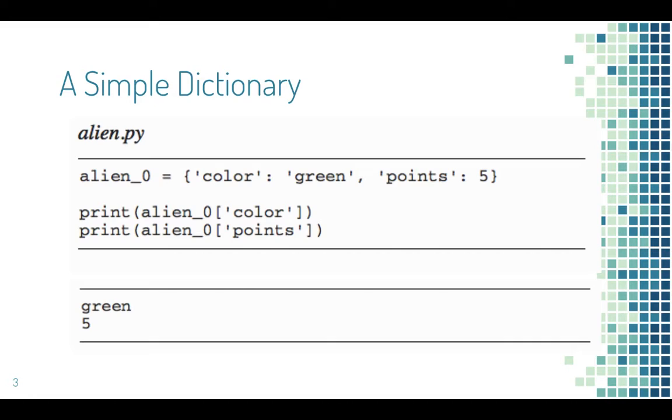We begin with a simple dictionary. Consider a game featuring aliens that can have different colors and point values. This simple dictionary stores information about a particular alien. The dictionary, alien_0, stores the alien's color and point value. The two print statements access and display that information as shown here. As with most new programming concepts, using dictionaries will take practice. Once you've worked with dictionaries for a bit, you'll soon see how effectively they can model real-world situations.